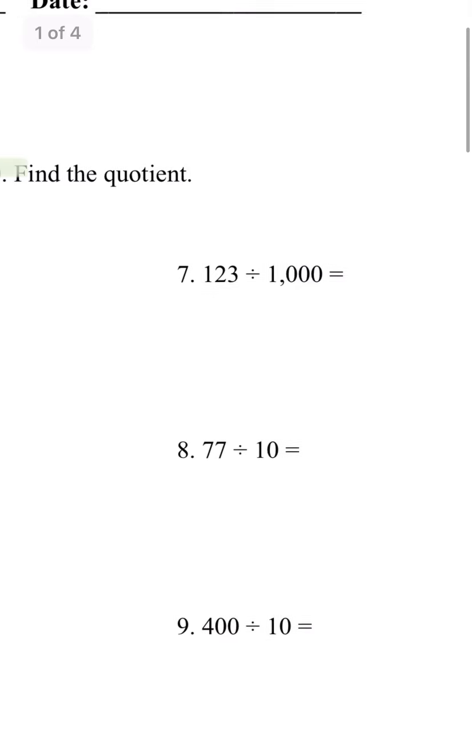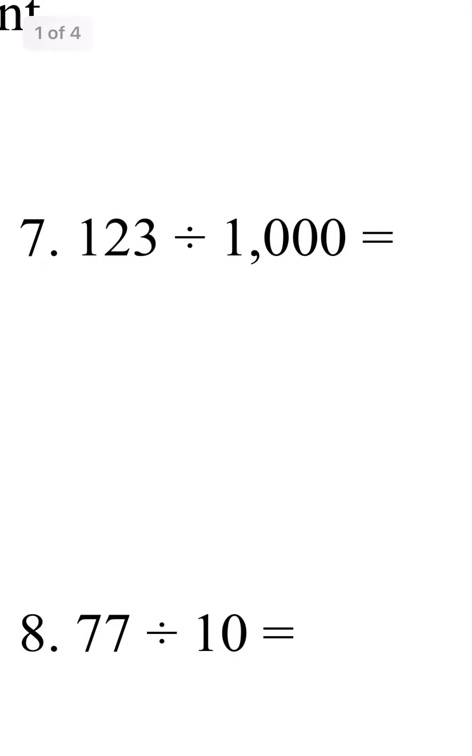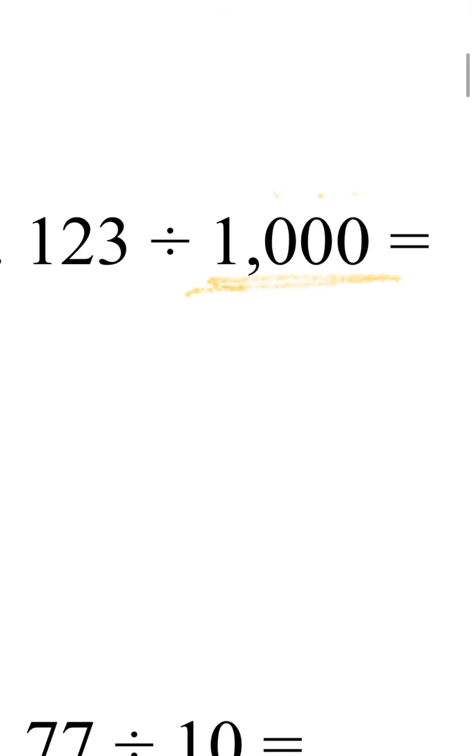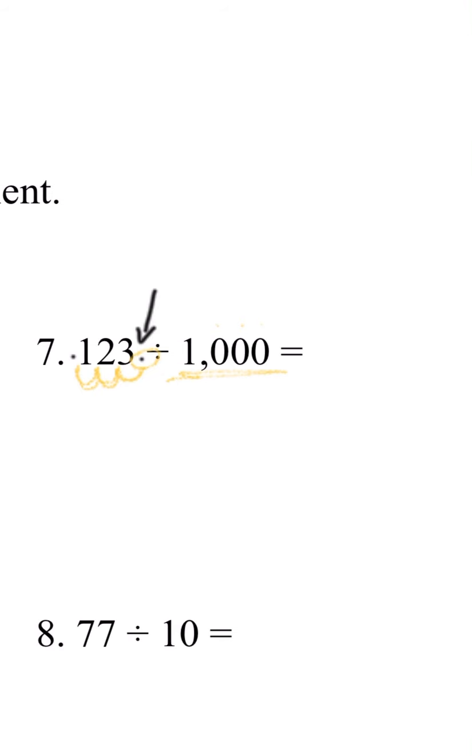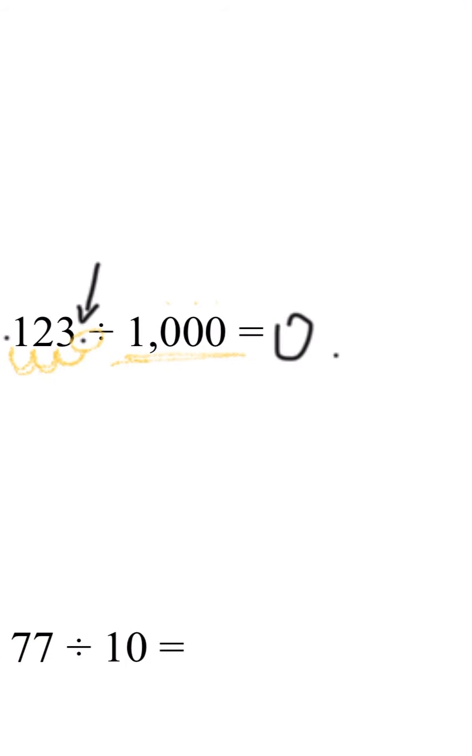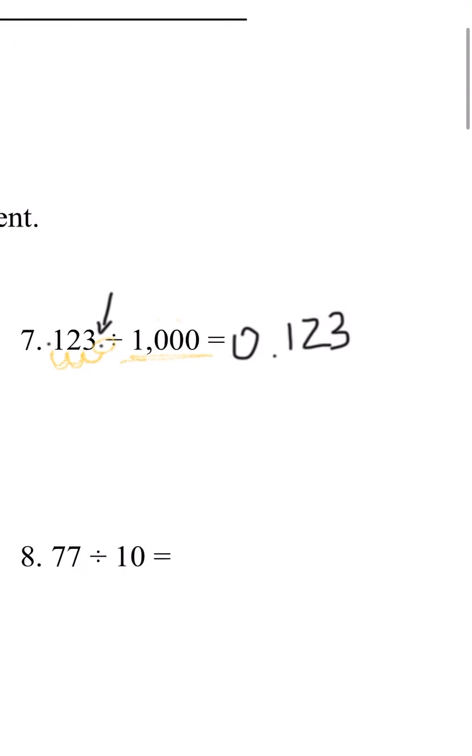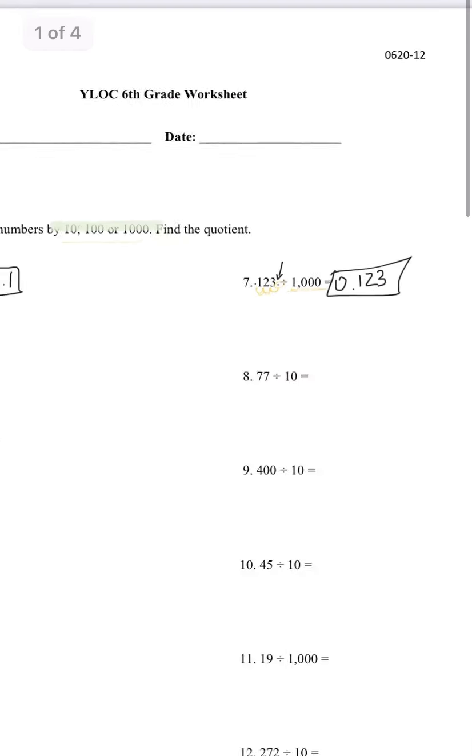So let's try number 7. So 1,000, how many zeros are in 1,000? 1, 2, 3 zeros, right? And so again, remember there's a decimal point over here, and then we're going to move this decimal point to the left 3, okay? So we go 1, 2, 3. And then we move the decimal point to the front, okay? And so our answer is 0.123. That's it. See how simple that was?